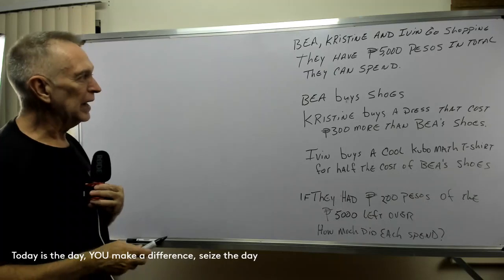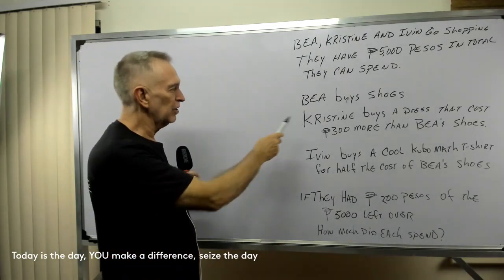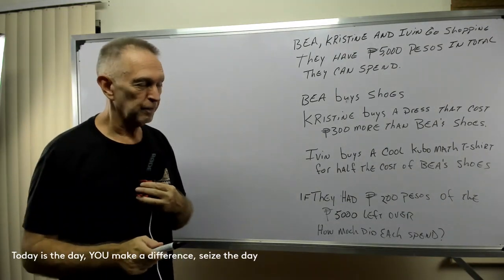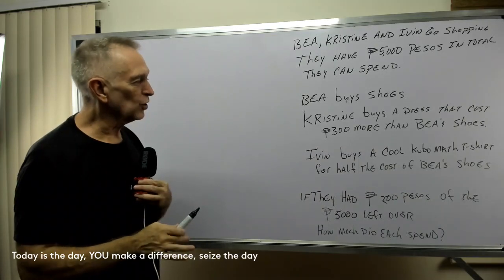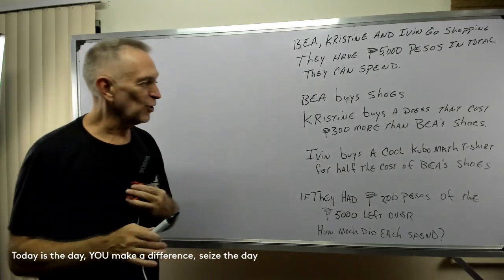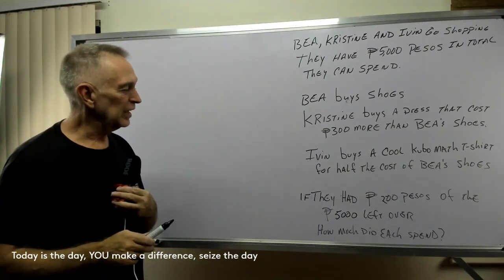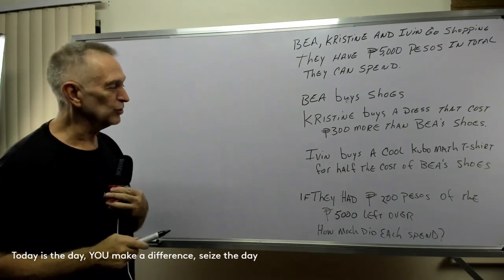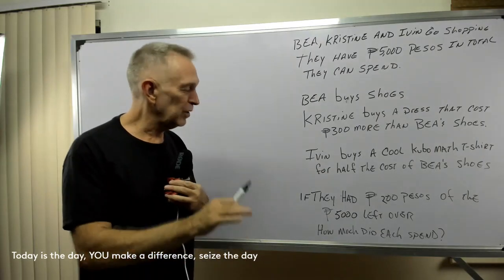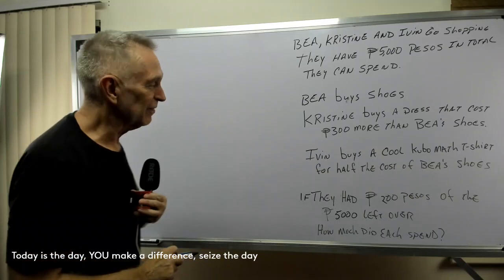Well, Bea buys some shoes. Kristine buys a dress that costs 300 pesos more than Bea's shoes. Ivin buys a cool Kubo Math T-shirt for half the cost of Bea's shoes. If they had 200 pesos left over out of the original 5,000, how much did each spend? Let's get after this one.